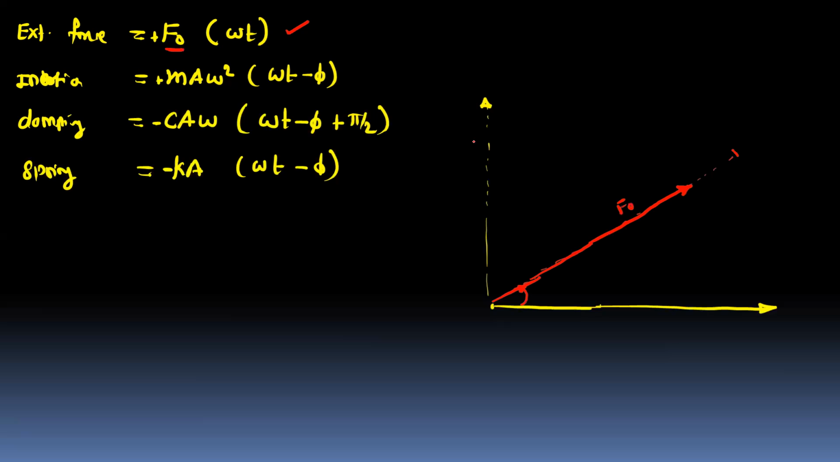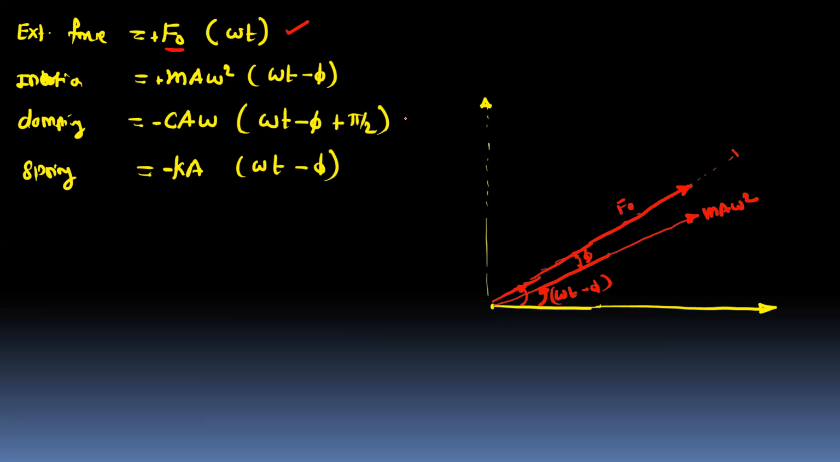The second vector is the inertia force, m a omega square, at angle omega t minus phi, and it is positive. So this is your second vector, which is m a omega square, and its angle is omega t minus phi. That means the angle between these two vectors is phi.